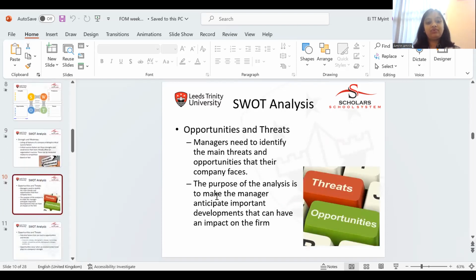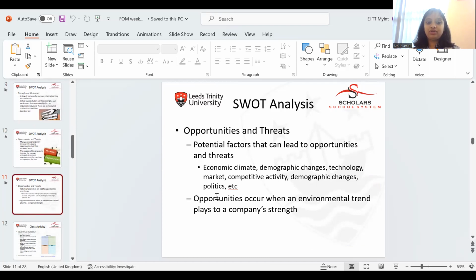And when it comes to opportunities and threats, managers need to identify the main threats and opportunities that the company faces. It is very, very important to check what all the main threats and opportunities are to grow in the business. The purpose of the analysis is to make the manager anticipate important developments that can have an impact on the firm. So it is very important to analyze and try to improve on those particular areas.